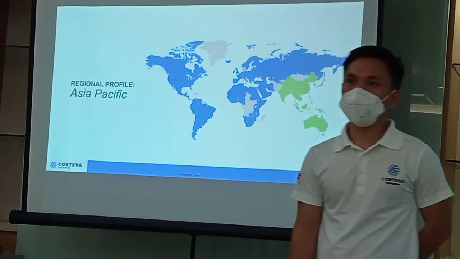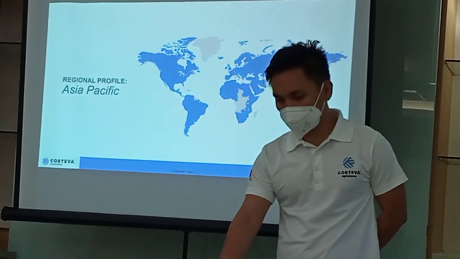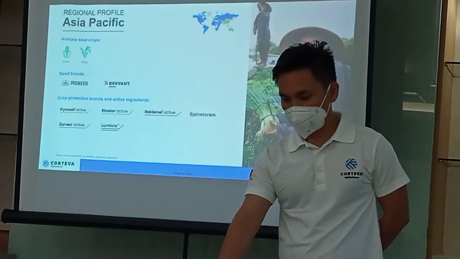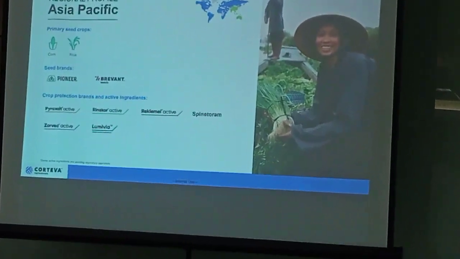And in Asia Pacific, it's generally present as well in the Asia Pacific site. And in Asia Pacific, these are the primary seed crops that we're producing. So we have corn and rice.